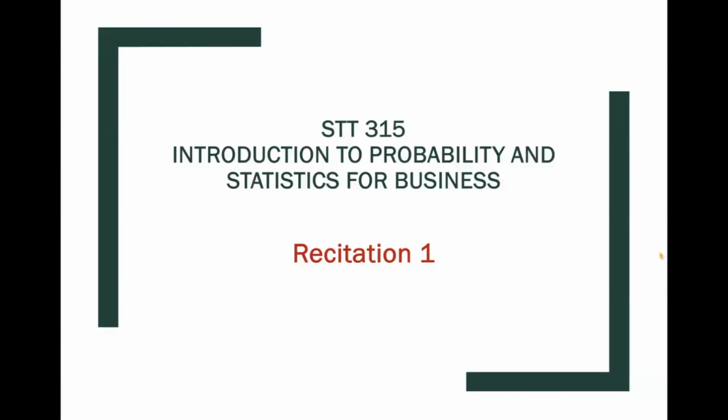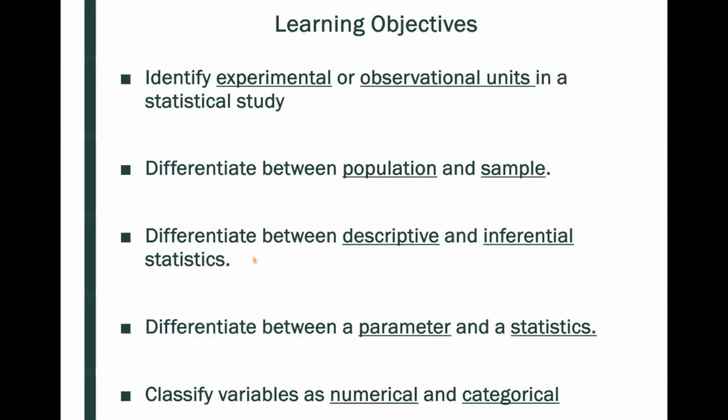Hello, students. This is STT 315, Introduction to Probability and Statistics for Business, and this is Recitation 1. Today we are going to go over some of the learning objectives and some examples that get at the learning objectives.